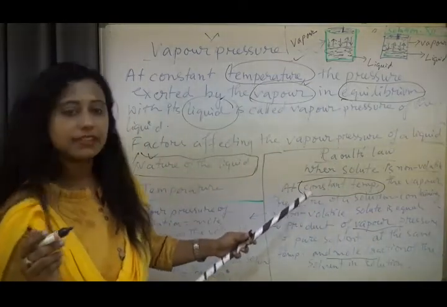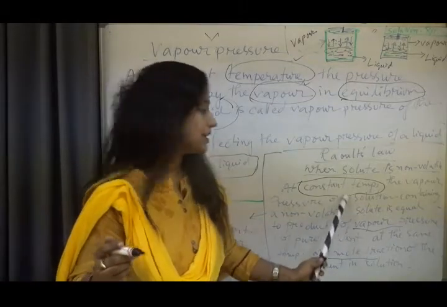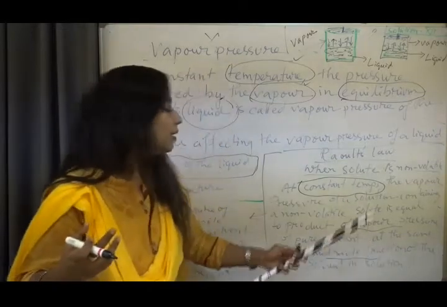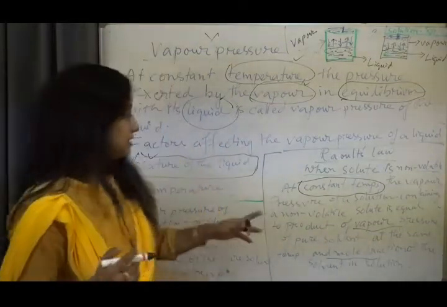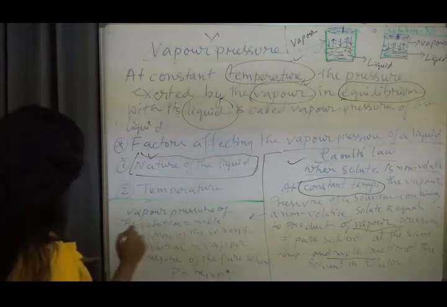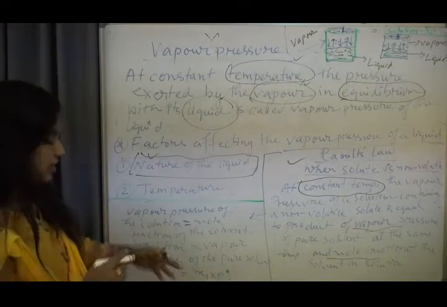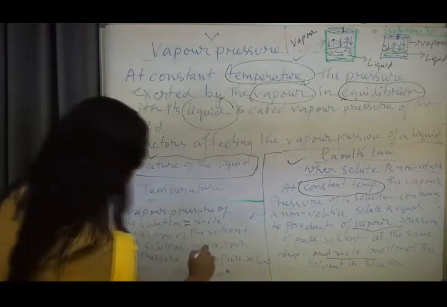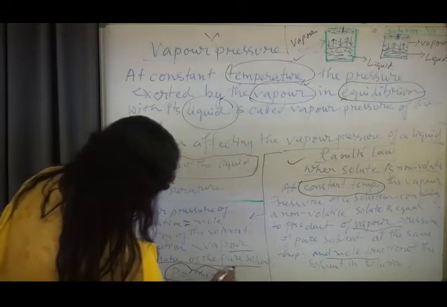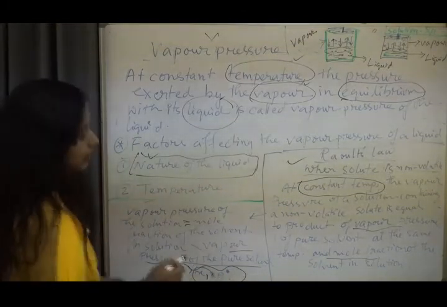So Raoult's law states that at constant temperature, the vapor pressure of the solution containing a non-volatile solute is equal to the product of the vapor pressure of the pure solvent and the mole fraction of the solvent, that is, P is equal to x1 into P0. So this x1 is the mole fraction.